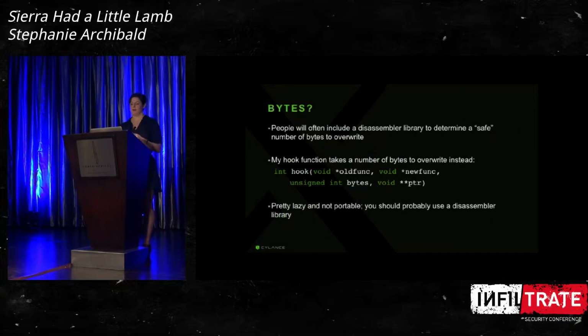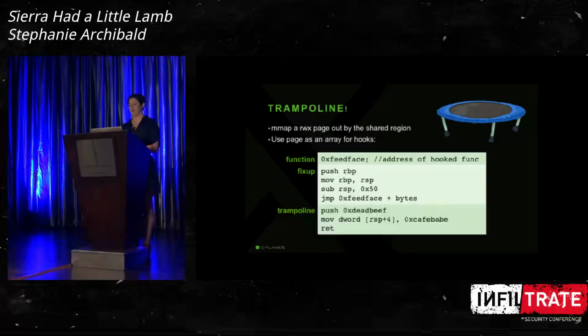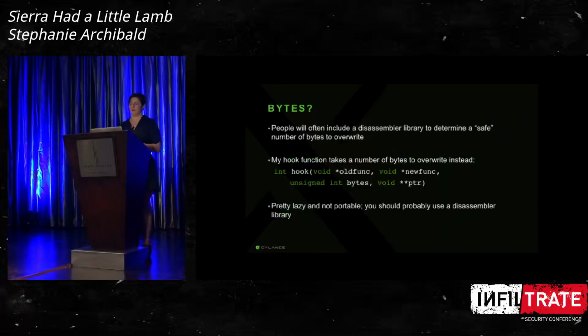Yep. So I was a bit vague there, and I just said you jump bytes into the function, right? The number of bytes is going to vary depending on the function. It will be some value between 5 and 8. But most people will include a disassembler to determine how many bytes to jump on the fly, so that way you know how many to knock out. I was just really lazy, and I put a variable in there. So it's not portable. You should probably use a disassembler library. But again, this is kind of proof of concept, and it was easier.